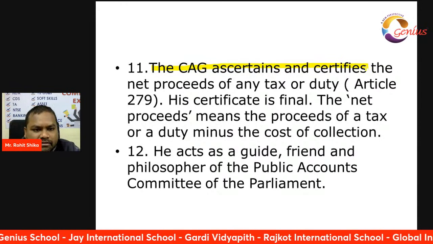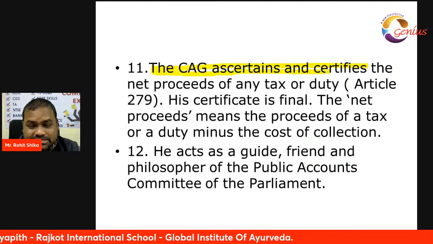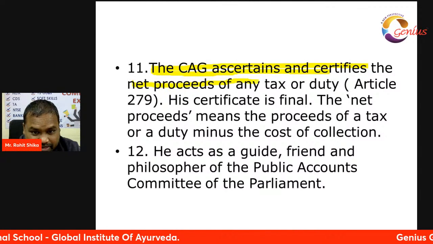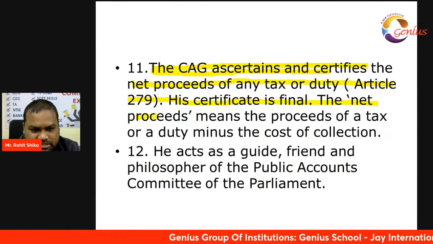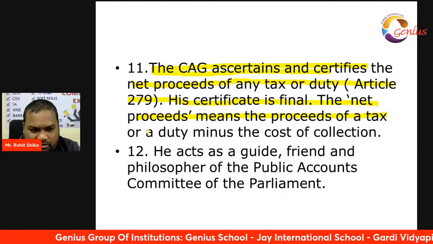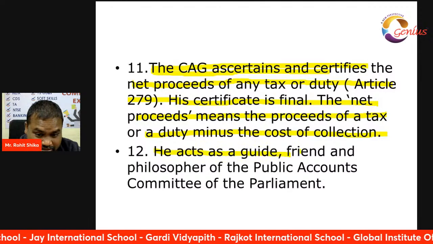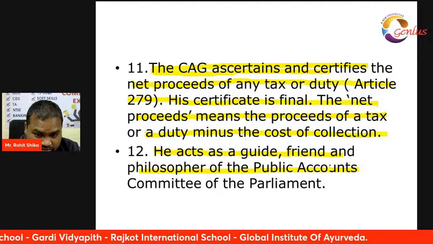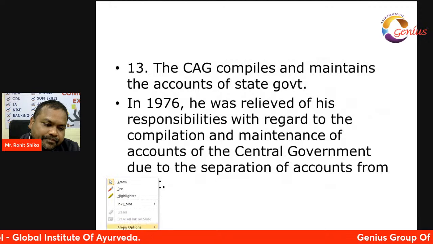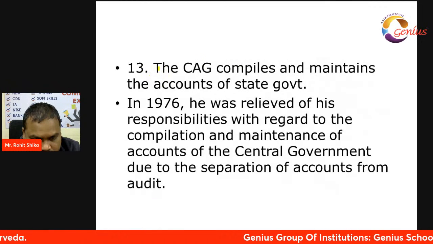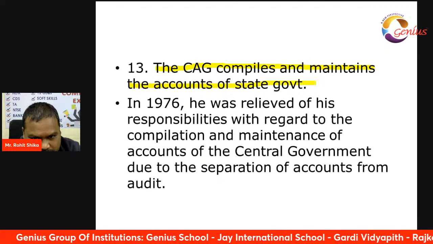The Comptroller and Auditor General ascertains and certifies the net proceeds of any tax or duty, Article 279. His certificate is final. The net proceeds means the proceeds of a tax or a duty minus the cost of collection. He acts as the guide, friend, and philosopher of the Public Accounts Committee of the Parliament. The Comptroller and Auditor General compiles and maintains the accounts of the state government.